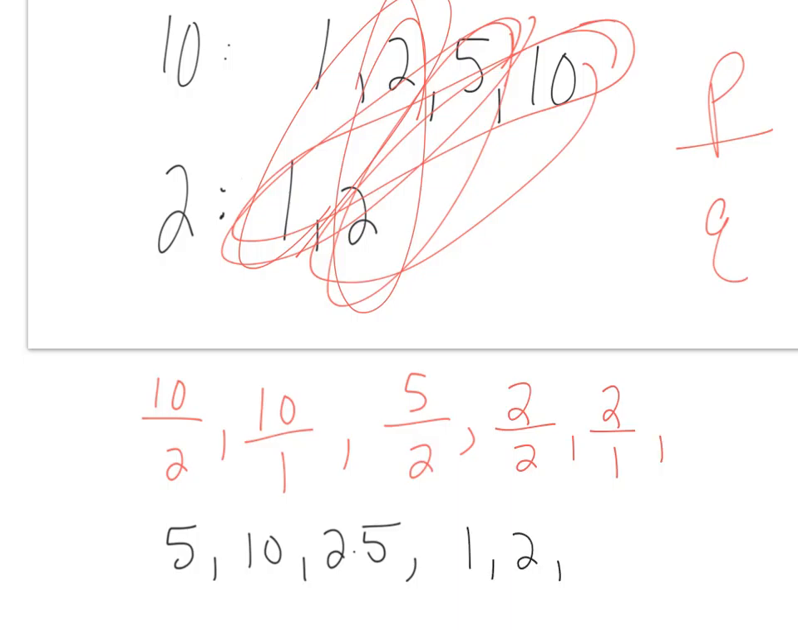See how I'm reducing them as I go along? Sometimes it helps to not repeat them. It doesn't matter, obviously, but it's extra work. And then the last combination could be 1 over 2 or 1 over 1. 1 over 2 is important to write, but I do not need to write 1 over 1.